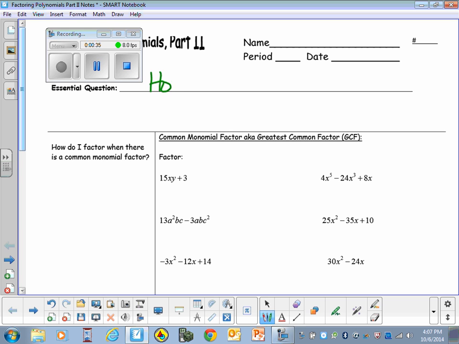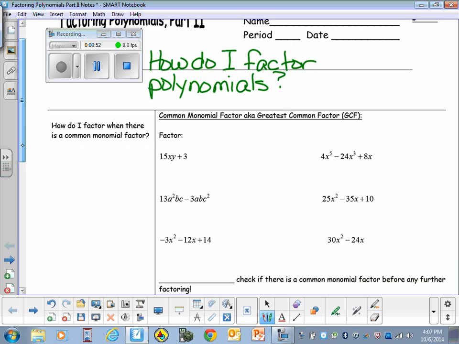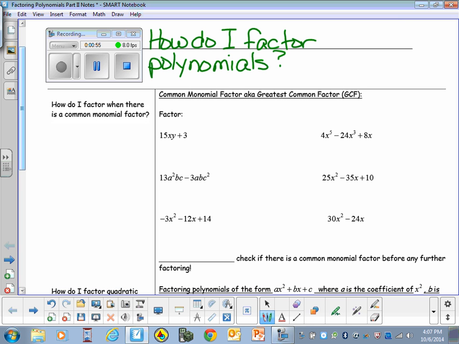So how do I factor polynomials? That continues to be our essential question today. Remember that whenever we have a greatest common factor, that has to come out first. If I look at the greatest common factor of 15 and 3, it is 3. And I have to now divide each term by this greatest common factor. 15 divided by 3 is 5. Keep the x and the y. Plus 3 divided by 3 is 1.